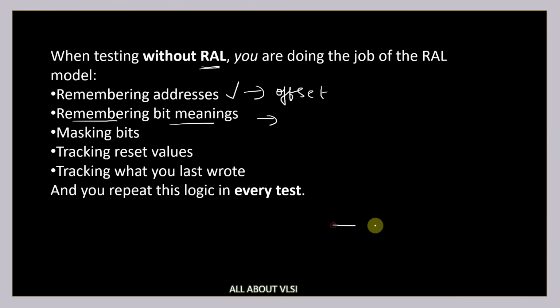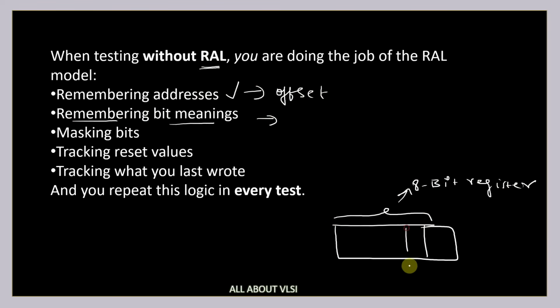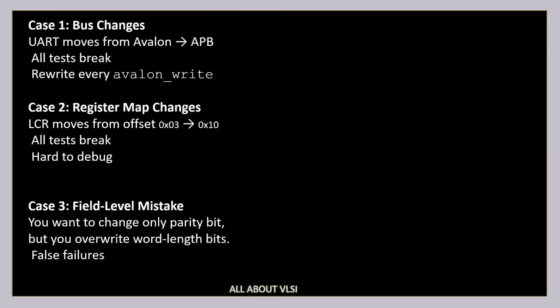For example, if I have 8 bits, each and every field value has some meaning. Let's say if you update these 2 bits as 00, the register or the IP will be configured in one manner, and with 01 it will be configured in another manner. And we are basically tracking the reset values, and we are tracking what we wrote last. And we are basically repeating this logic in every test.